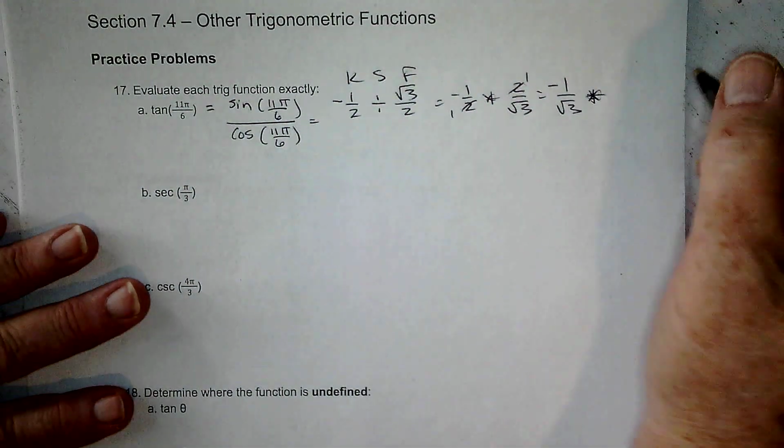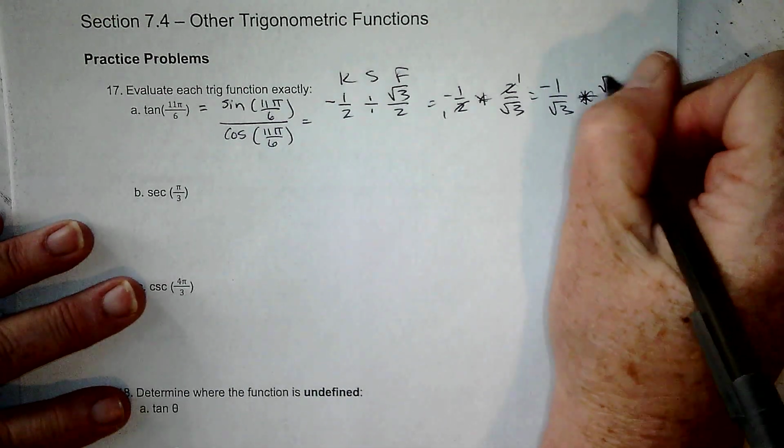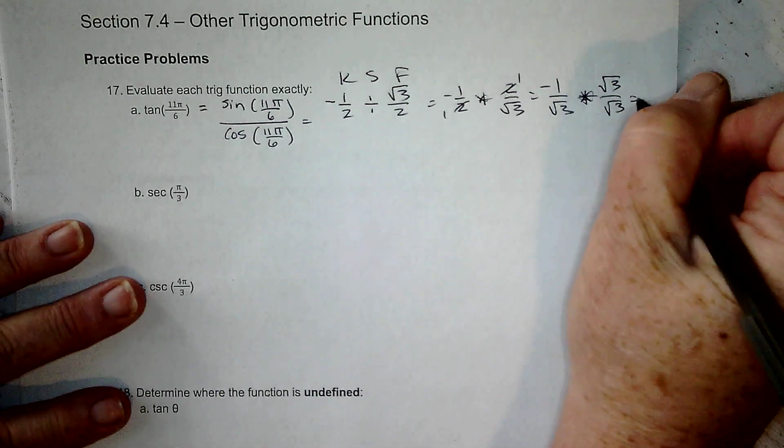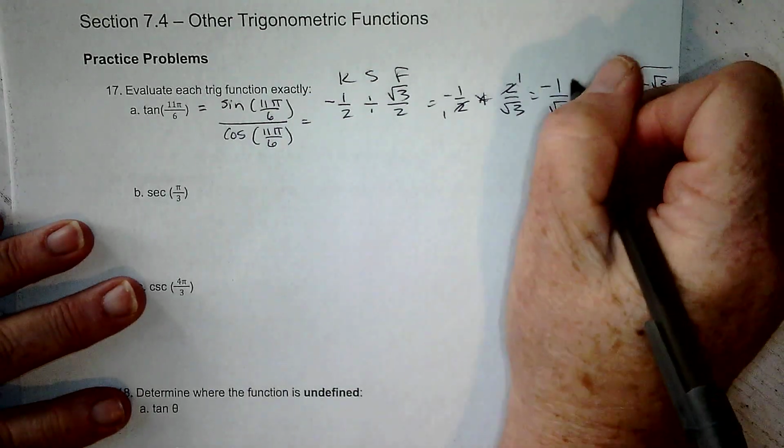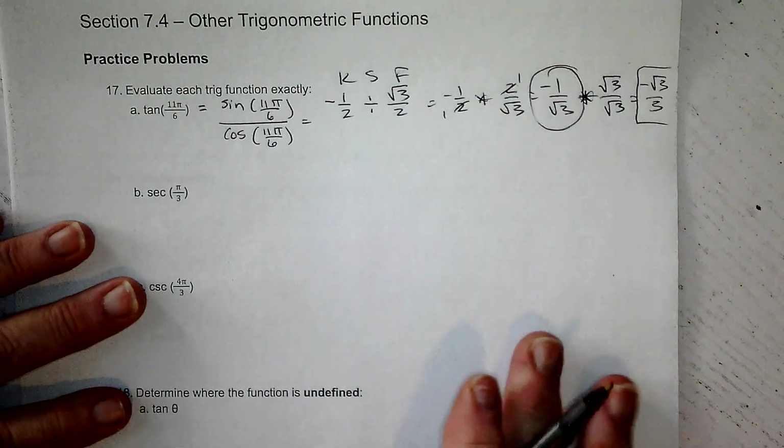If you want to rationalize your denominator for extra points, multiply by square root of 3 over square root of 3, and this is equal to negative square root of 3 over 3. Otherwise, this is the correct answer.